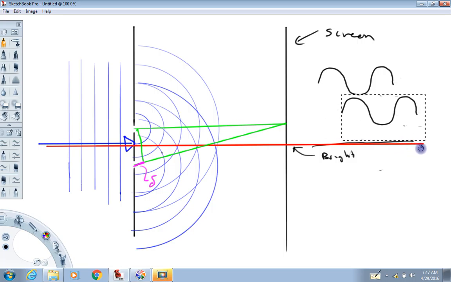And when these waves are out of phase by this amount, at this point we would have destructive interference. And what would happen is, right here at this point, we would get interference, and it would be dark at that point. Right? So the million-dollar question here is, how far did this wave get shifted over?